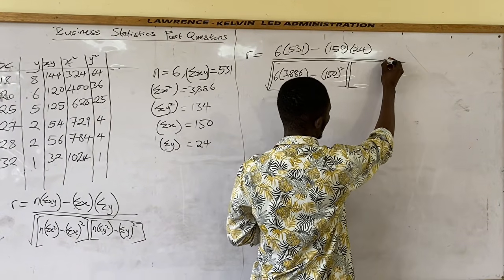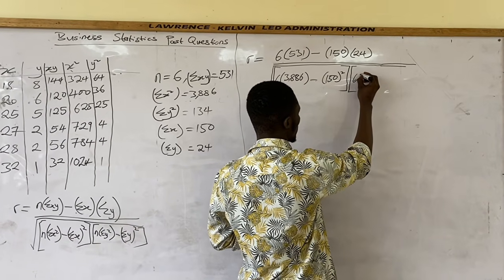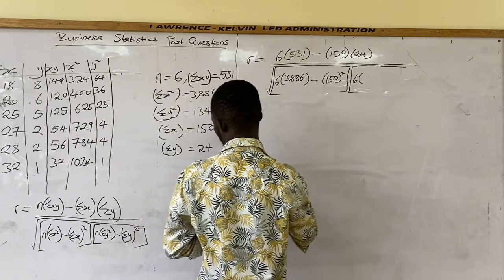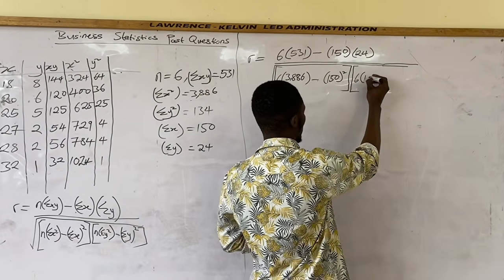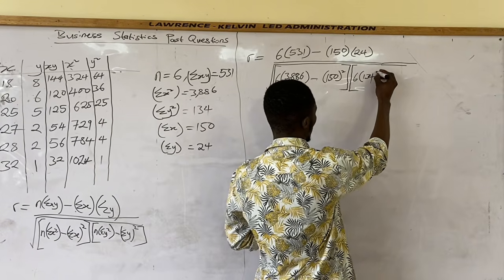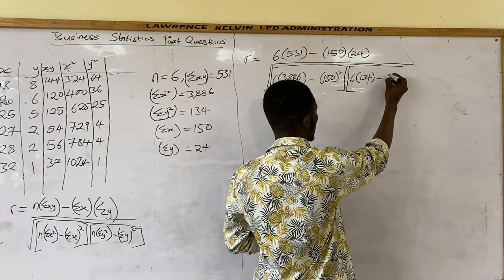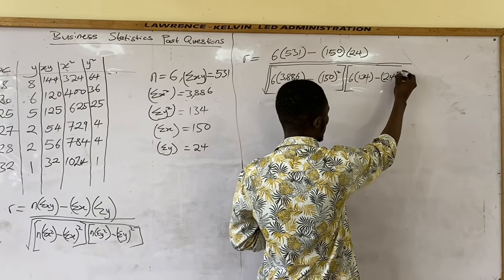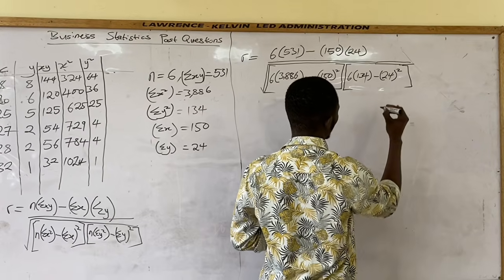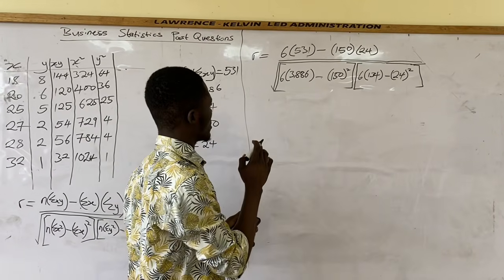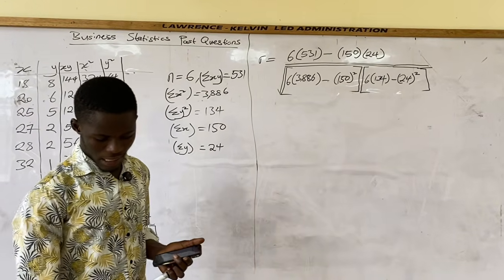So our n is 6, then multiplied by sigma y squared. Our sigma y squared is 134. Minus sigma y all squared. Sigma y is 24, so 24 all squared. Then you close the bracket. Now let's put this into our calculator and see what we will get.